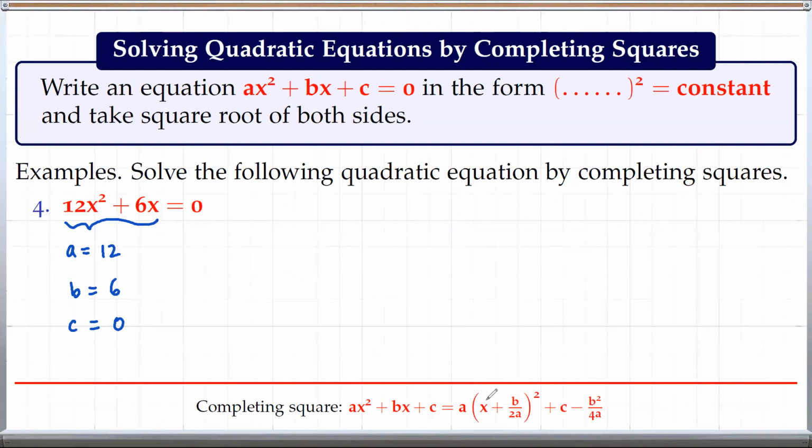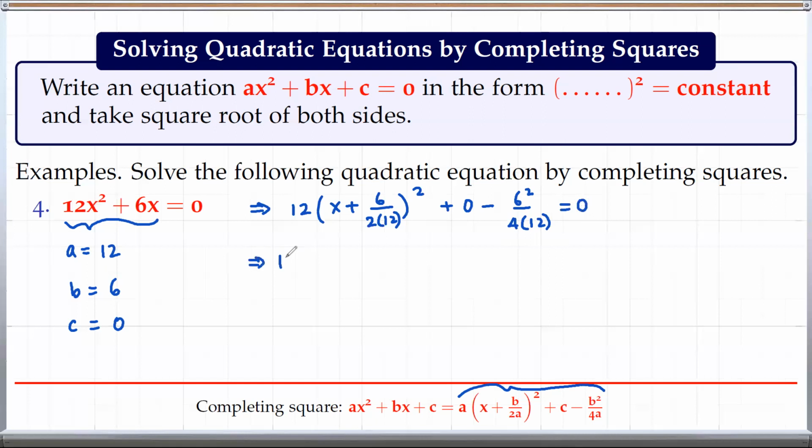So once you identify a, b, and c, then we can apply this formula to complete the square. That will give us a in the front. So we have 12, and then we have x plus b/2a squared. So x plus 6 over 2a, 2 times 12, plus c, c is 0, minus b squared by 4a, 6 squared over 4 times 12, and equals 0 on the right side.